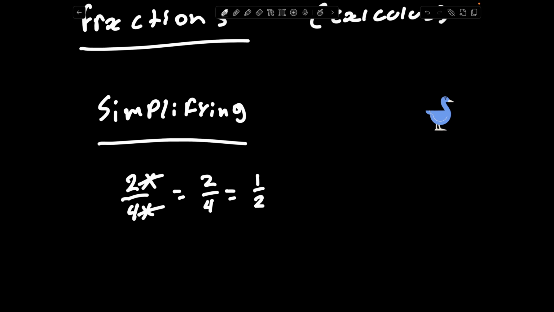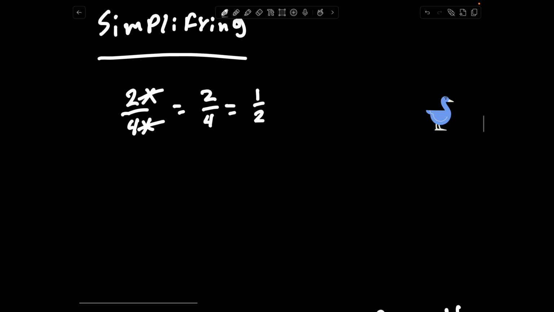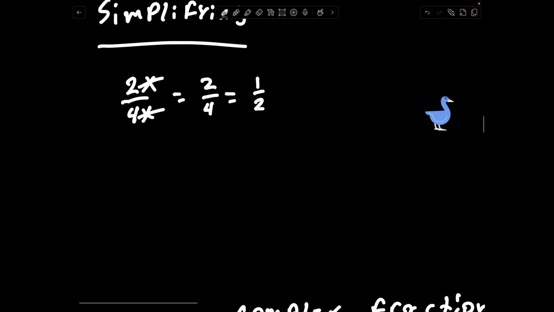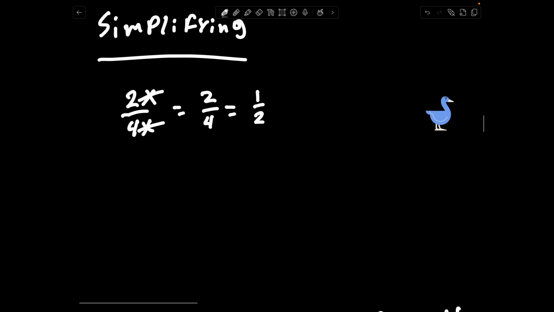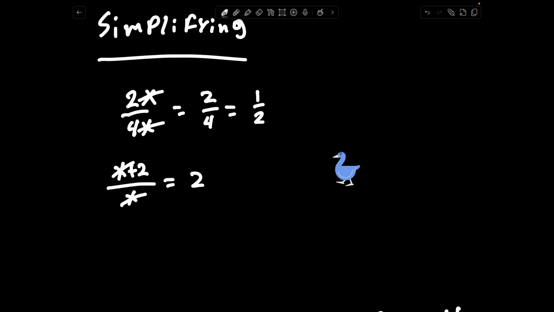Now, some people do tend to make a mistake here. Not with this specific problem, but with another problem that I'll write down here. We'll do x plus 2 over x. People tend to cancel out the x's here and then say that they got 2, but we can't do this.